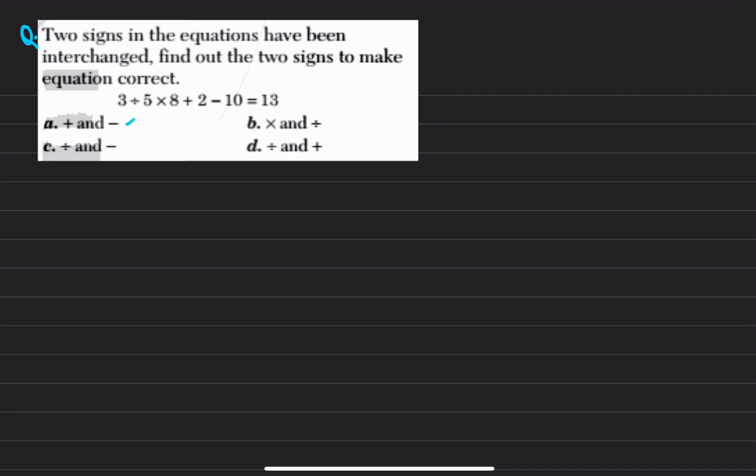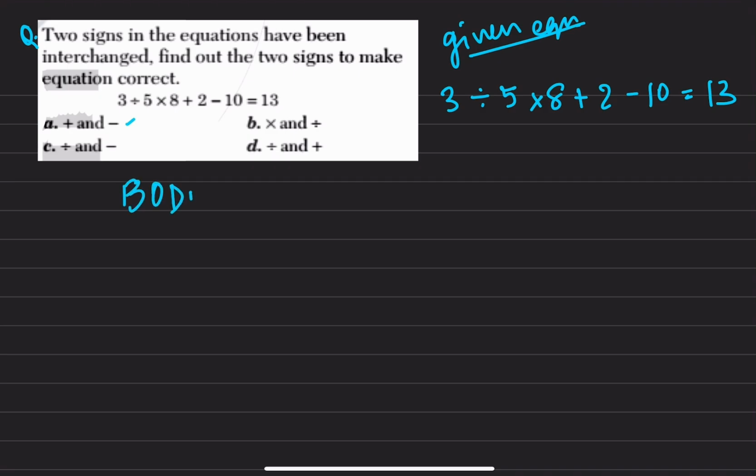The given equation, I'll write it down. 3 divided by 5 into 8 plus 2 minus 10 is equal to 13. And don't forget to use BODMAS. This is very important. Okay, so let's try out option A first. We have to exchange plus and minus. So 3 divided by 5 into 8 minus 2 plus 10.